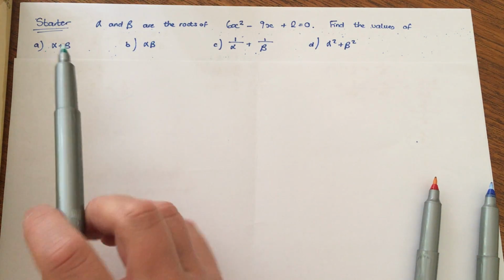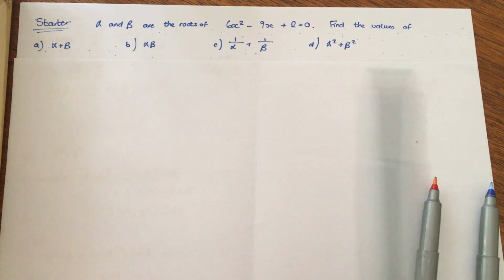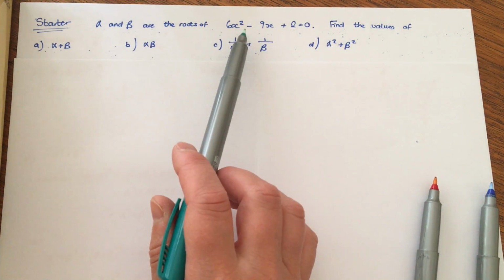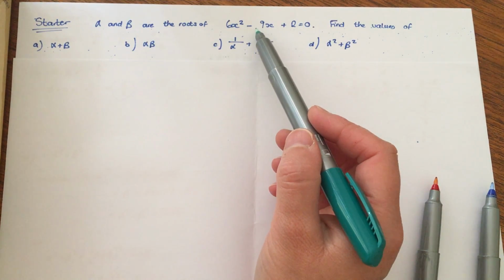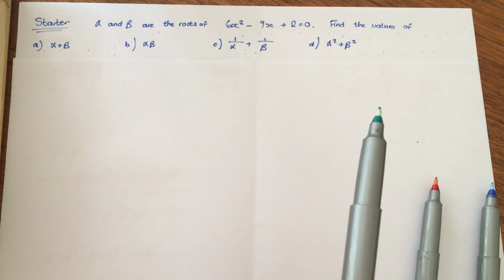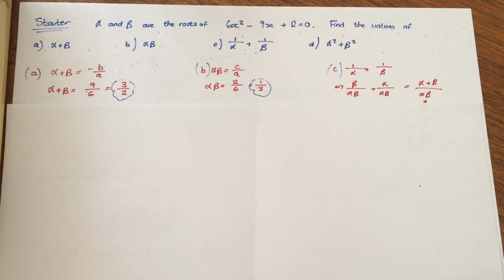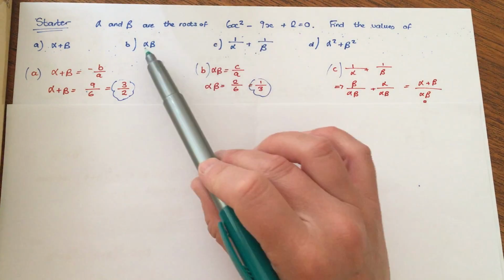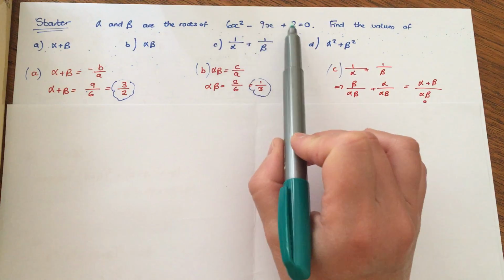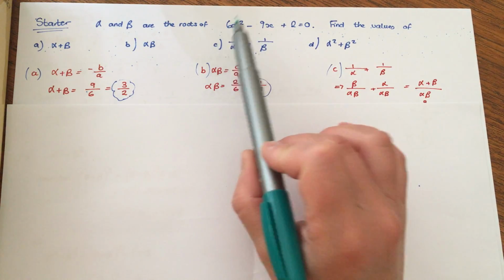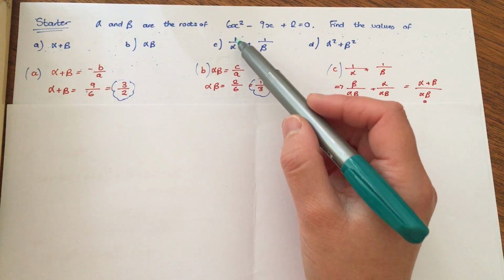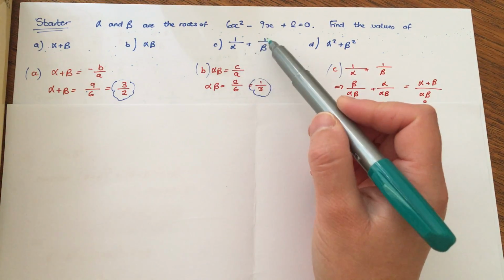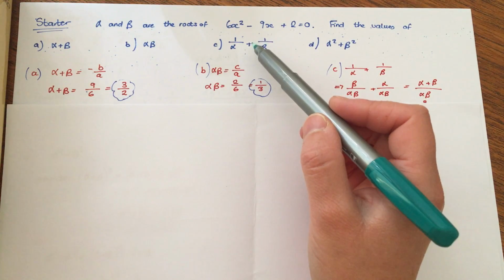Right, so going over this, we know that alpha plus beta, going right back to the very first lesson for a quadratic, is minus b over a. So that would be minus 9 over 6. We know that alpha beta is c over a, so 2 over 6, so a third. We don't know an identity for 1 over alpha plus 1 over beta, but we can add fractions.